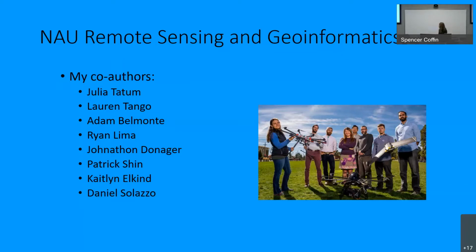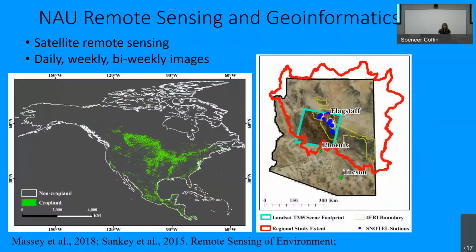Okay, so before I get started, I just wanted to acknowledge all of my co-authors. I run a big research lab at NAU, and so all of my graduate students are the actual people who generated a lot of the data sets and examples I'm going to be sharing with you today. And so without them, we wouldn't have all the full application examples.